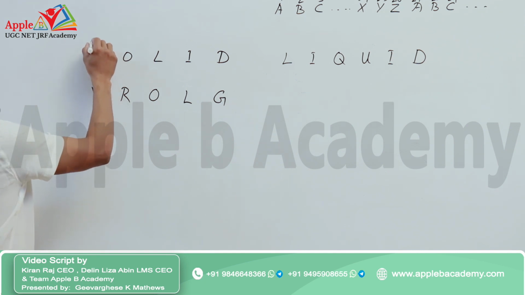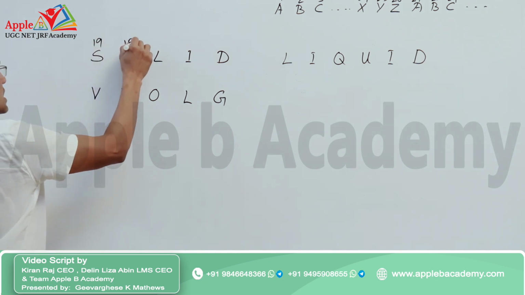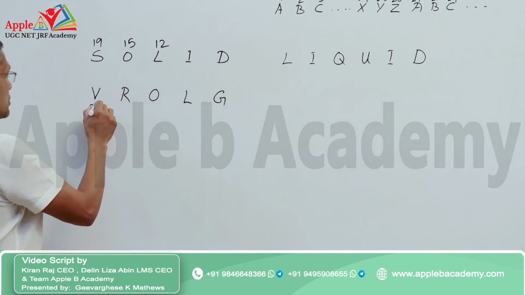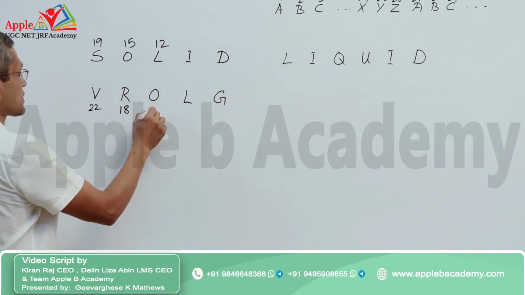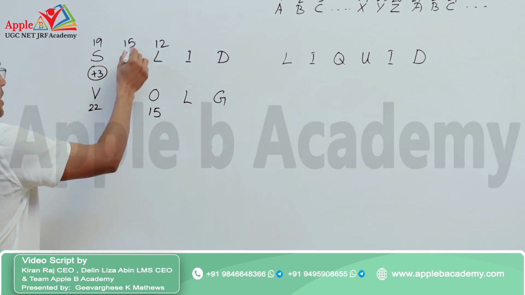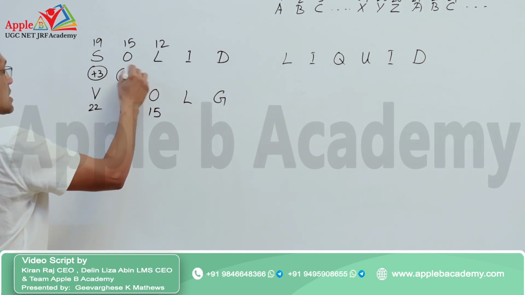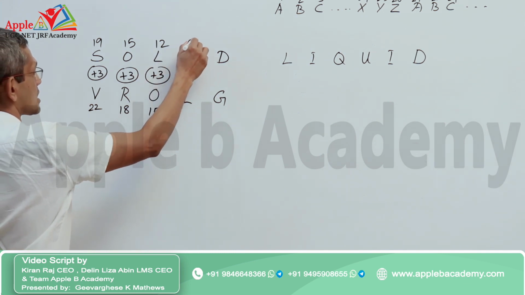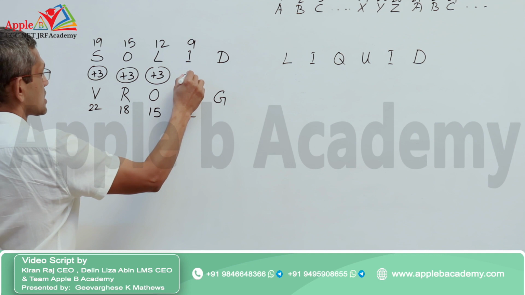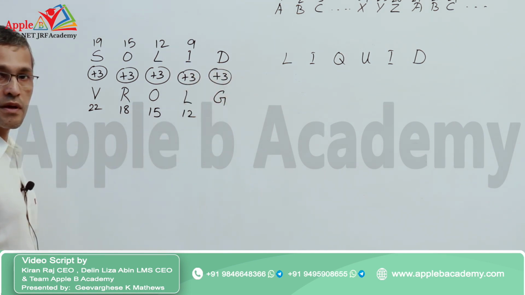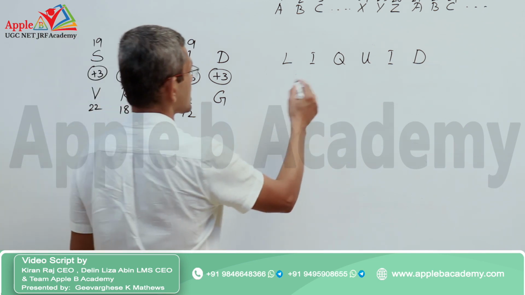So, well, this is 19, this is 15, this is 12 position values. So, this is 22, this is 18, this is 15. So, ultimately 19 plus 3 is 22, 15 plus 3 is 18, 12 plus 3 is 15, and 9 and 12. So, it's plus 3, and this one is plus 3 as well. So, if that is the case, right hand side.